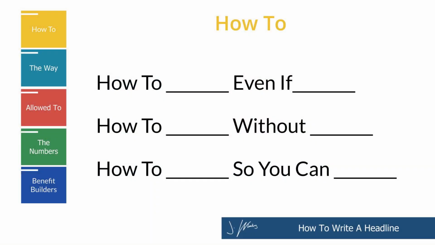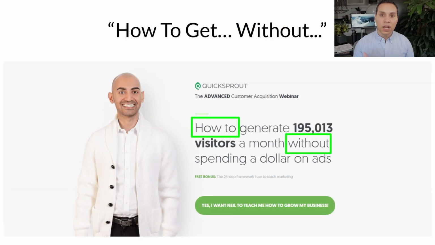So the very first headline formula you've probably seen, number 1, is going to be the how-to, and it's used a lot because it works. So we have 3 variations for this particular headline formula. We have how-to even if, how-to without, and how-to so you can. So let's just jump straight into an example here from Neil Patel.